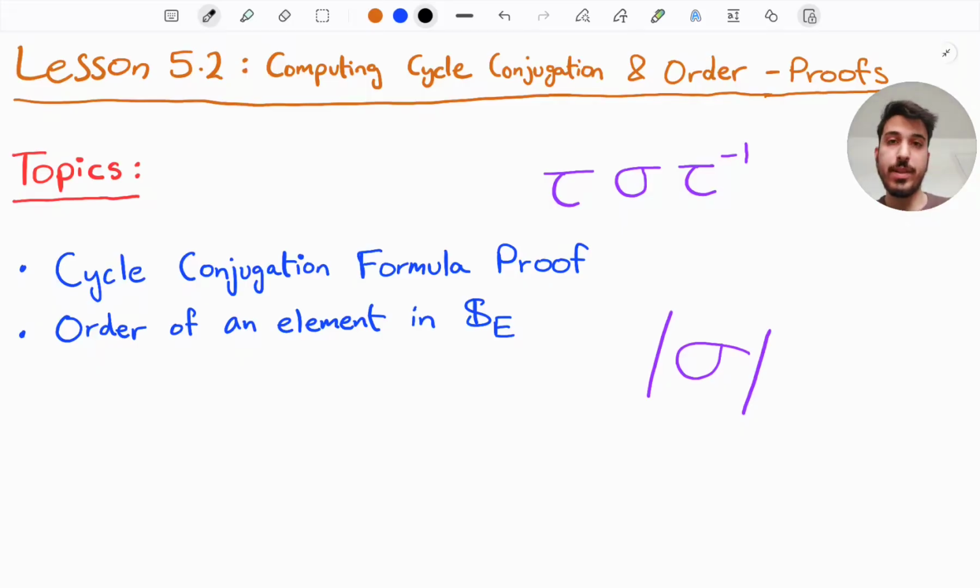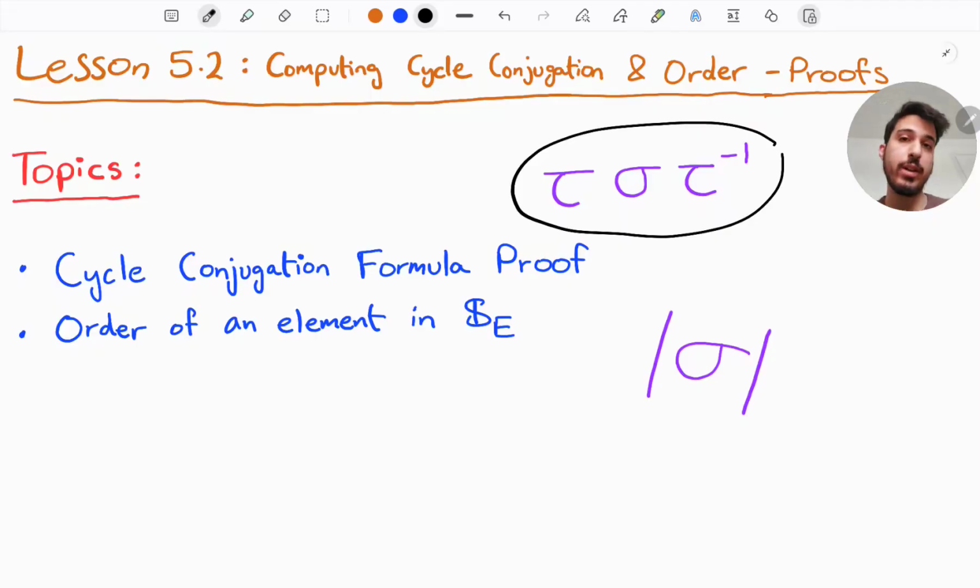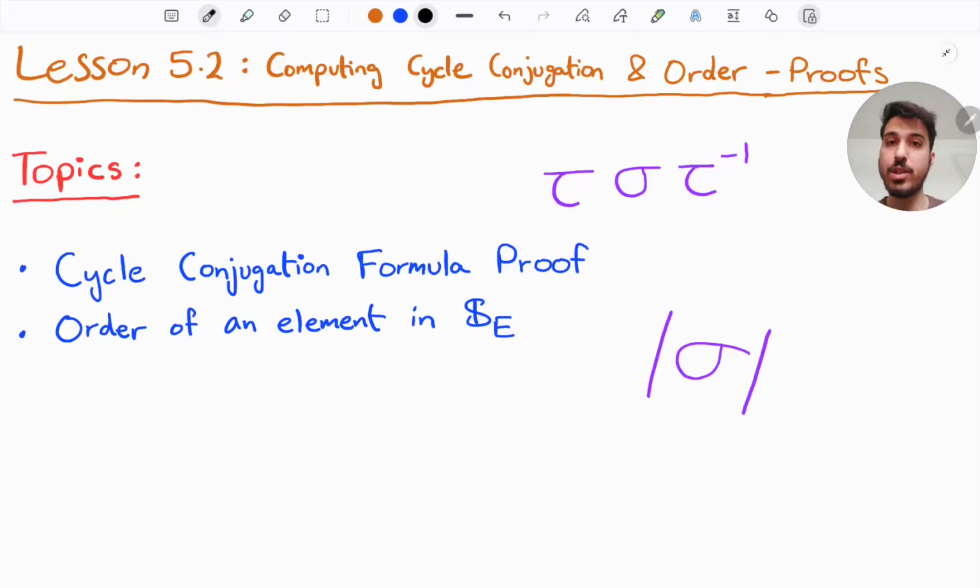The first covers a formula that concerns the conjugation of an element in the group Sn. So the conjugation of an element sigma is called tau sigma tau inverse, where tau is another permutation in the group Sn. The second proposition that we're going to cover is calculating the order of an element in Sn. In other words, calculating the order of sigma, for sigma any permutation in Sn.